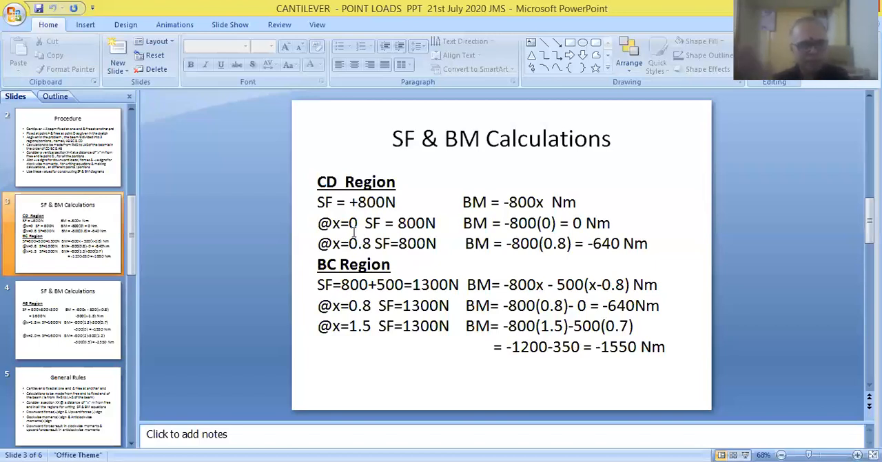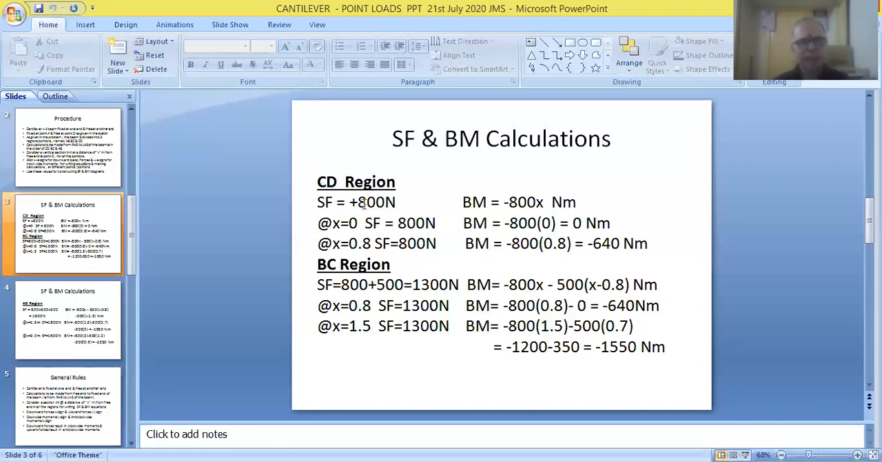You are starting from the free end of the beam, and this CD region is extending up to 0.8 meter from point D. So the lower limit is taken as 0, and the upper limit must be taken as 0.8 meters. Using these values, friends, we have to make the SFBM calculations.